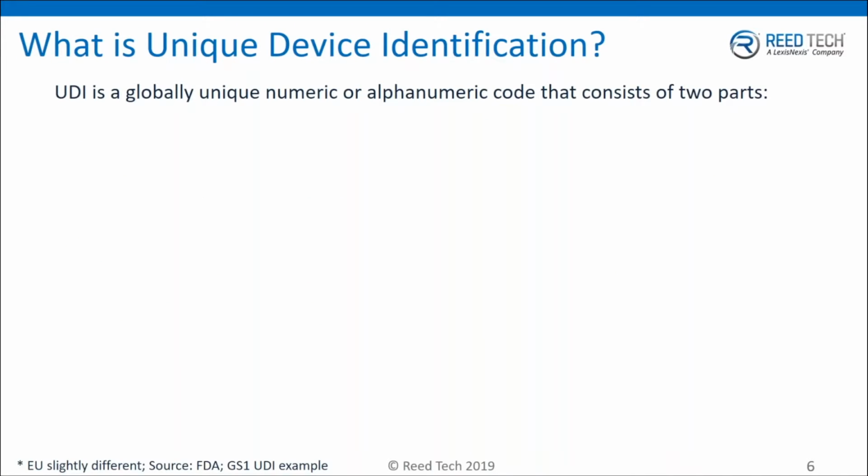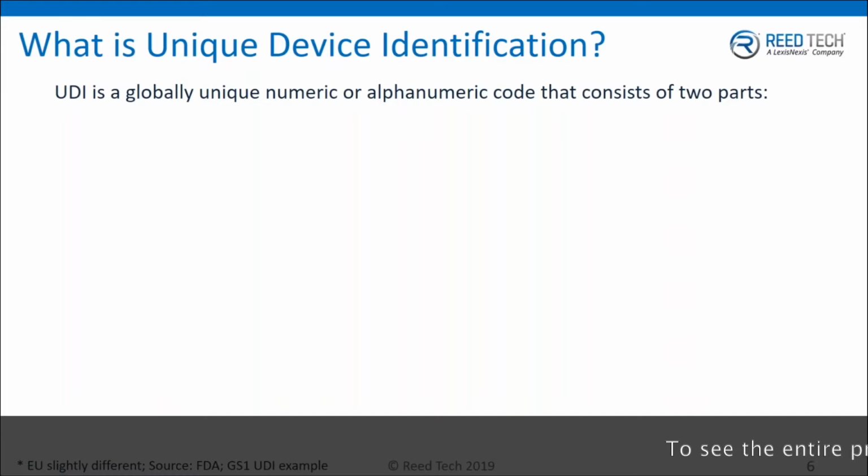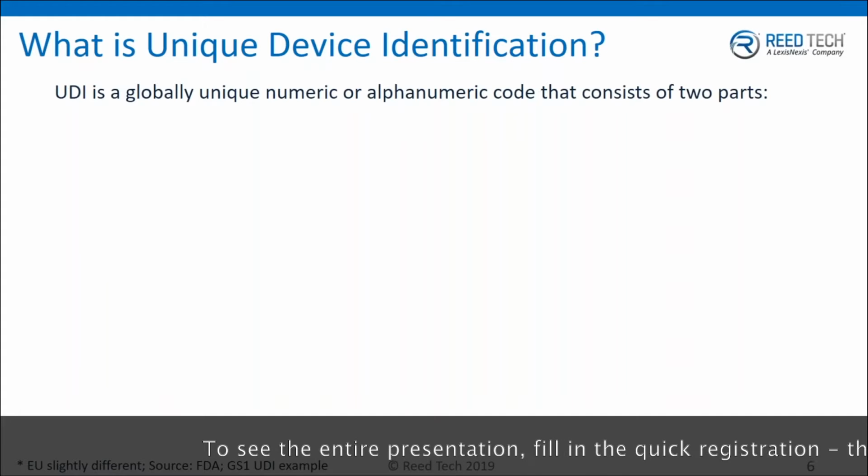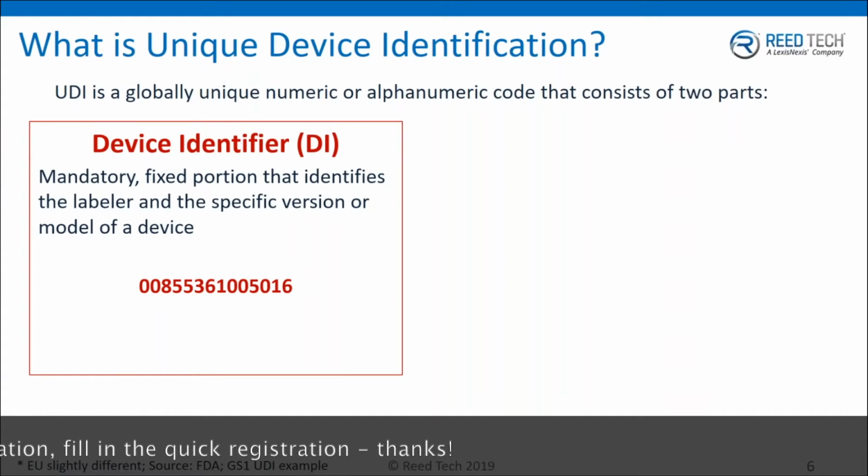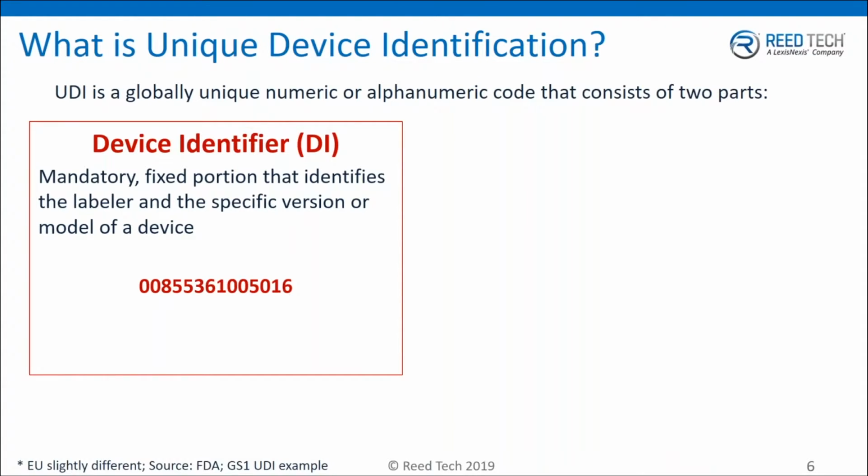So if we take a little bit more detailed look at that numeric or alphanumeric code of the UDI, we find the device identifier, which is mandatory. It's always going to be part of the UDI. It does identify the labeler and a specific version or model of a device. Now I'm using an example of GS1, and there's 14 digits here that identify our company, actually ReadTech, and a particular model. Even though we don't make any medical devices, we do have this assignment.